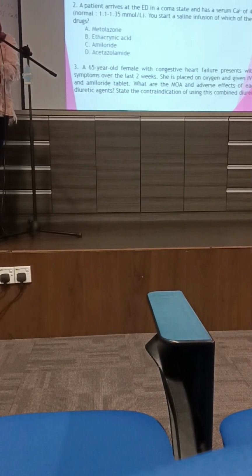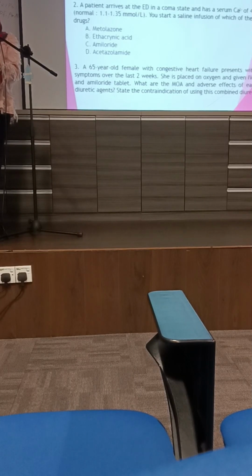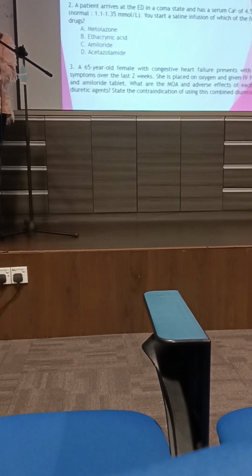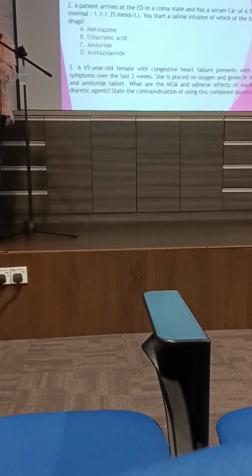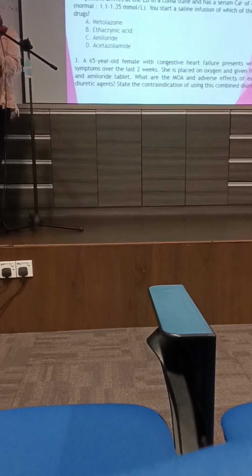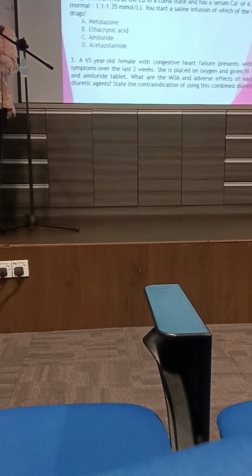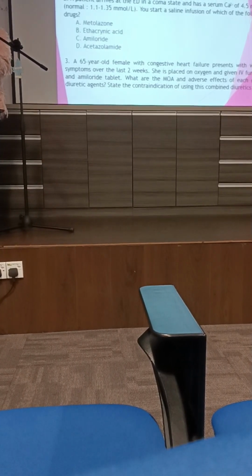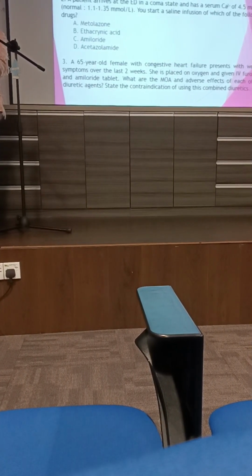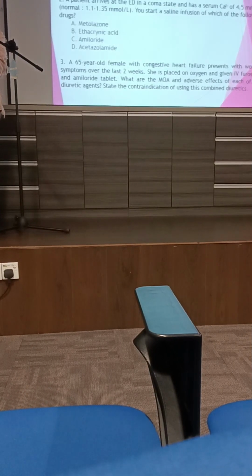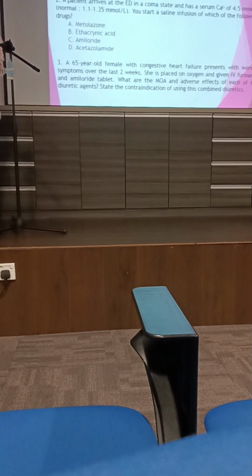Now the adverse effects of each diuretic agent. Adverse effects of furosemide, a loop diuretic: ototoxicity, hypokalemia, hypocalcemia, what else? Dehydration, allergic reaction, nephritis, gout.